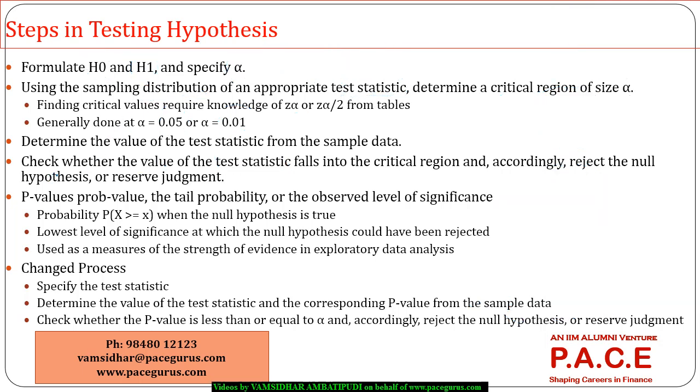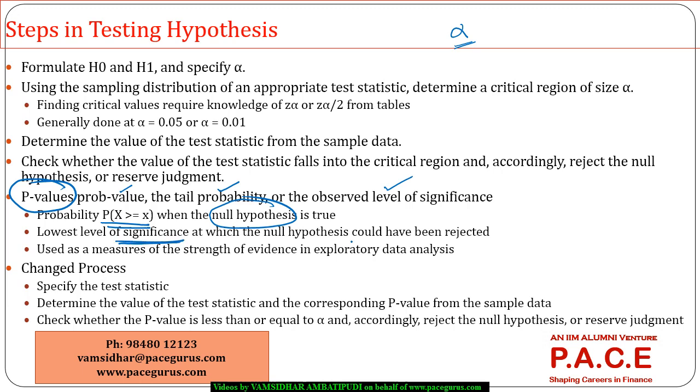But in some cases, rather than going with that, there is one computation which is generally seen, called the p-value. Sometimes people call it a probability value, tail probability, or sometimes the observed level of significance. Alpha is the significance which we set, and p is the observed level of significance. What it means is, what is the probability where the null hypothesis is true? I'm trying to find out the probability with which I will accept the null hypothesis.